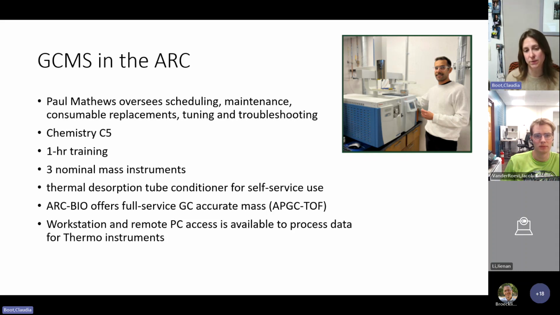ArcBio also has a full-service GC accurate mass system. If you've got things that will only work with GC, but you really need accurate mass, that's something we can accommodate. So I just want to add that to our listing of self-service systems that are available, and these are all available for workstation and remote PC access.